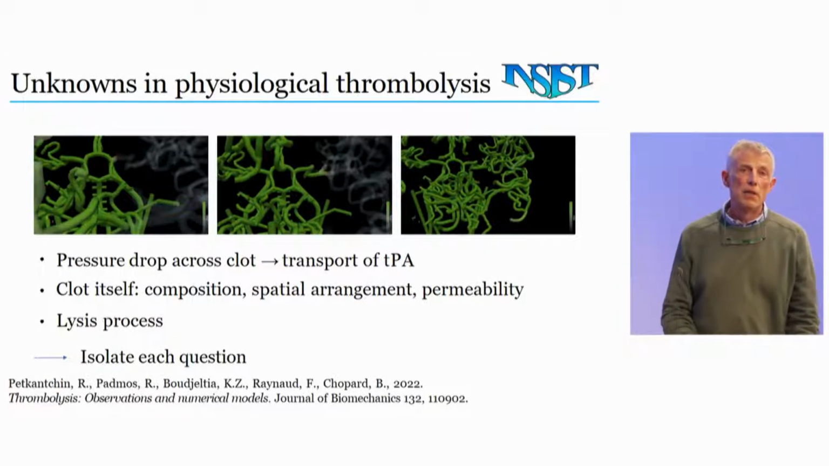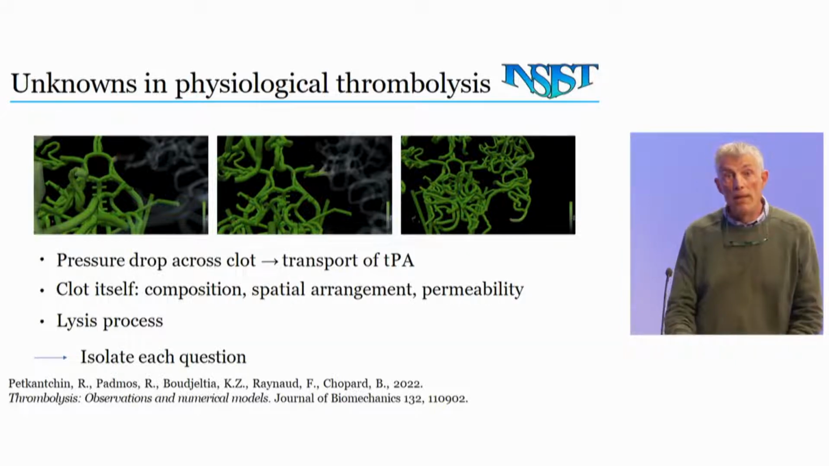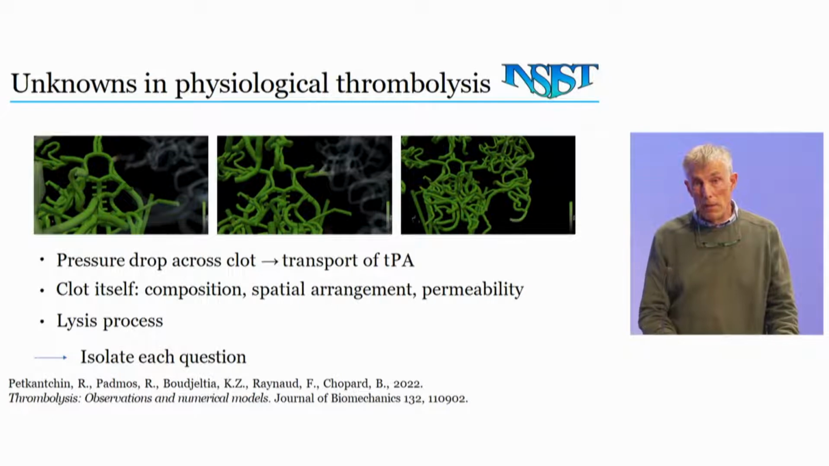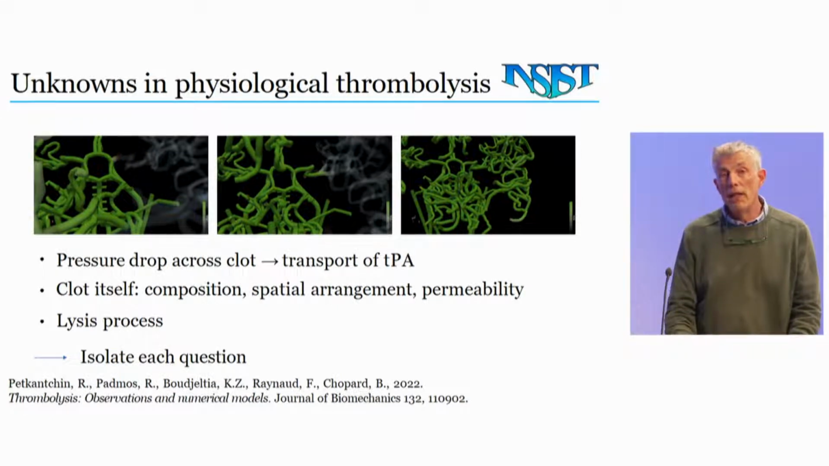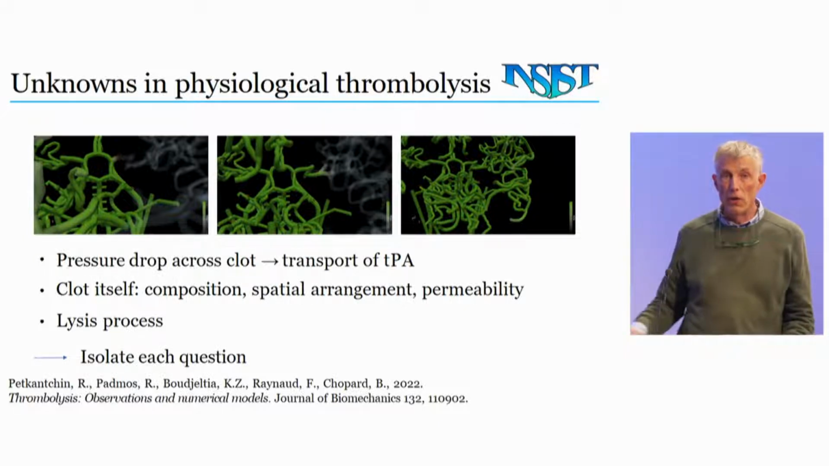So to study such a phenomenon, we have to identify the main components, and one is about the flow, so blood flow that brings the TPA towards the clot, and this depends on the pressure drop across the clot and the permeability of the clot. Second is the lysis, success of the lysis, which is the ability of the TPA to actually dissolve the clot, and that depends on its composition. So unfortunately these parameters are not well known, and to study them we will separate them before we can put them together again to have a full picture of the process.